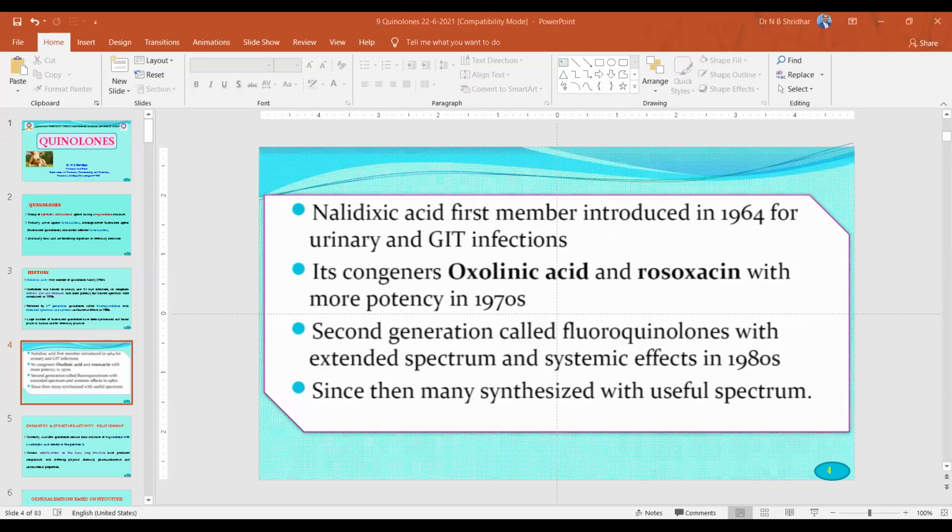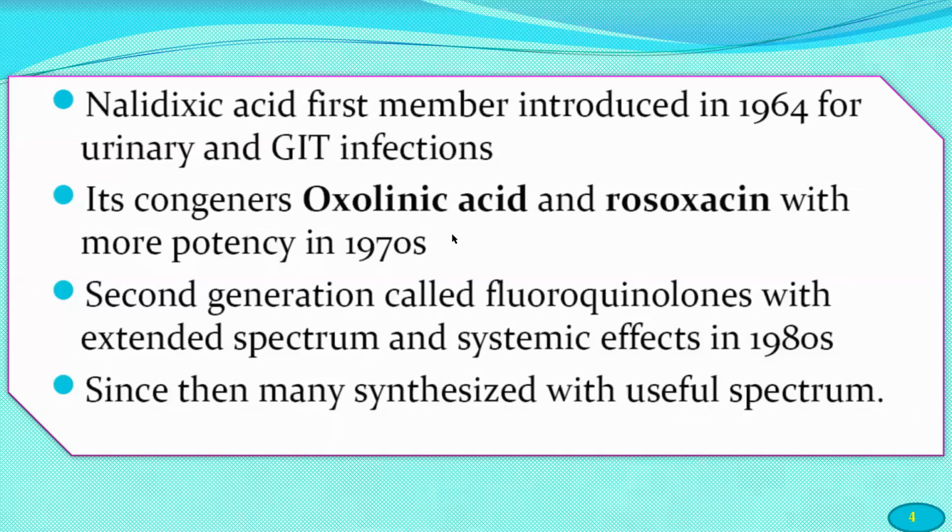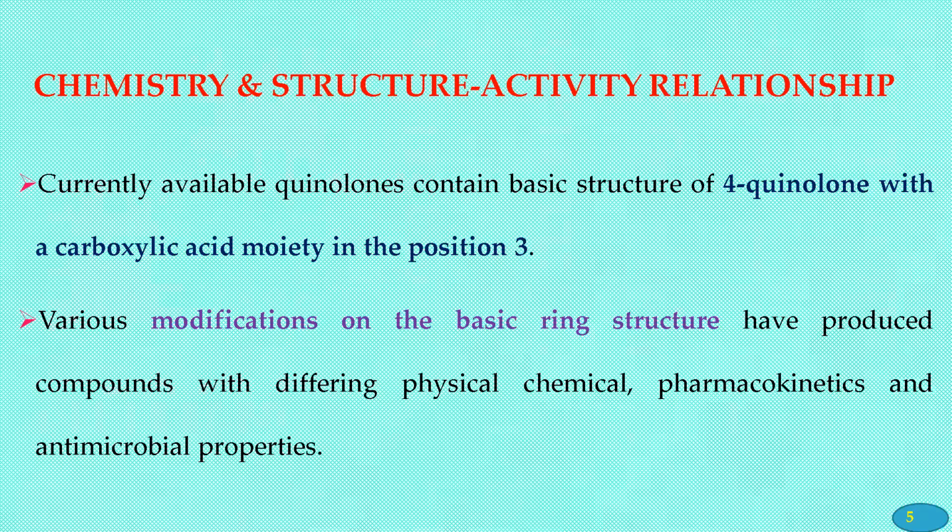And as you know very well, nalidixic acid is the first quinolone, along with oxolinic acid and prosoxacin. These were all found in the 1970s. The fluorinated quinolones were introduced into the market in the 80s, and now they are the leading compounds.